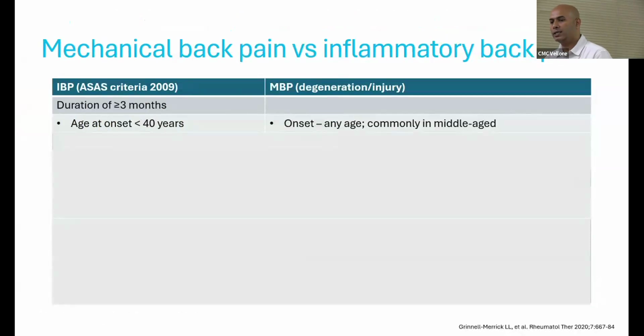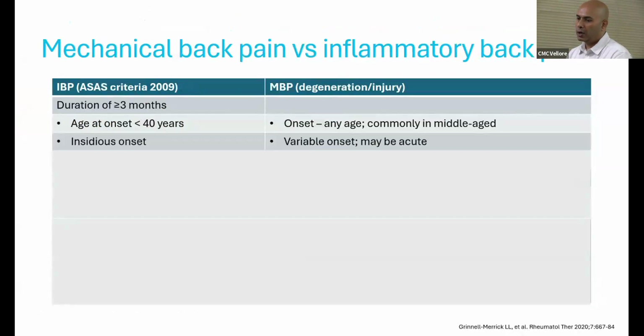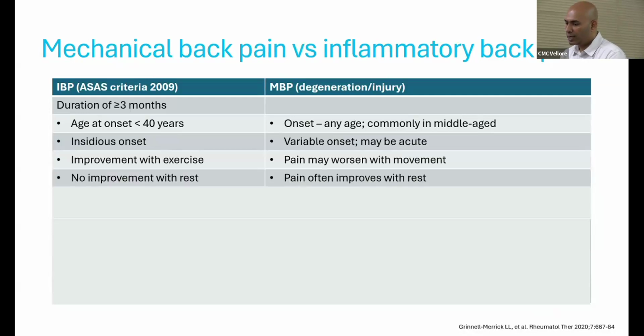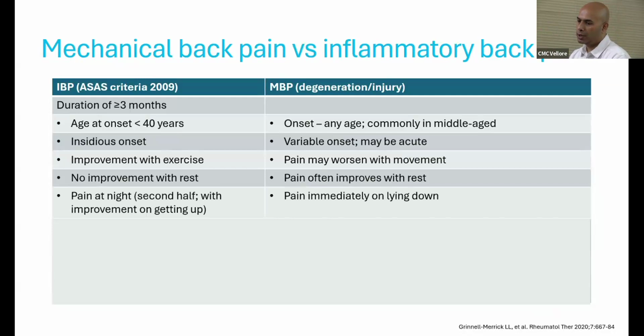So duration, again, like what I said, up to 3 months. Mechanical can be acute or any time. Age of onset less than 40. Mechanical can be any age, mostly middle, and the age is actually decreasing these days. Even 25, 30, 35 years, they do have mechanical back pain. Insidious in IBP, variable onset, maybe acute in MBP. Improvement with exercise is really important. No improvement with rest. So improvement with exercise, no improvement with rest is mostly IBP.